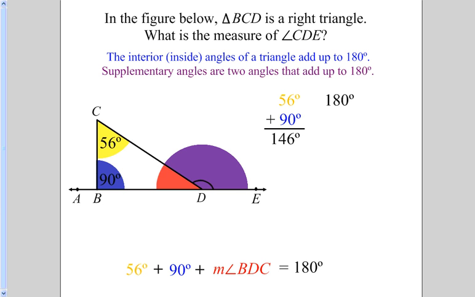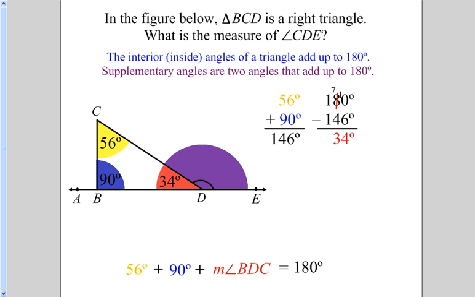Now let's take 180 degrees, which is the total measurement of the angles inside of a triangle, and subtract from it 146 degrees. Now we need to do a little regrouping here so that we can regroup those 8 tens and make them 7 tens and 10 ones. So we can subtract those 6 ones and have 4, and 7 minus 4 is going to be 3. 34 degrees. 34 degrees is the measurement of this red-colored angle.